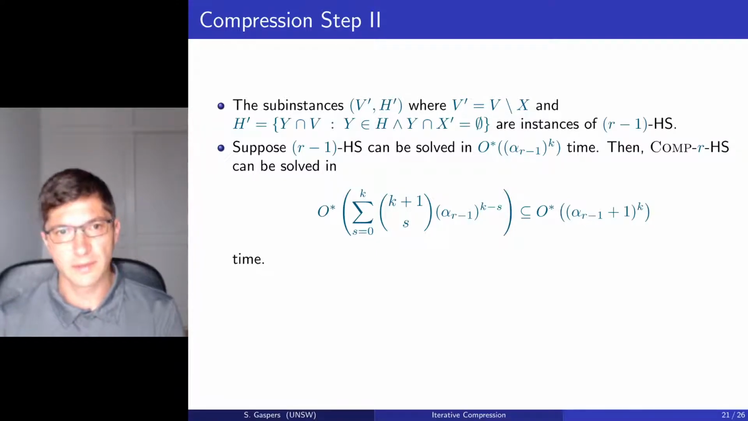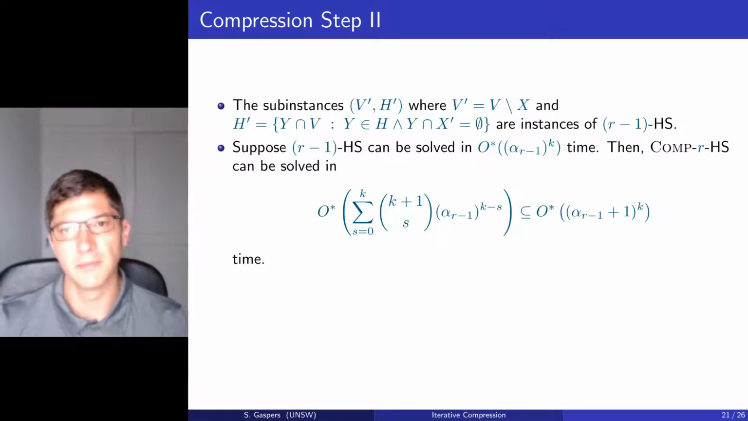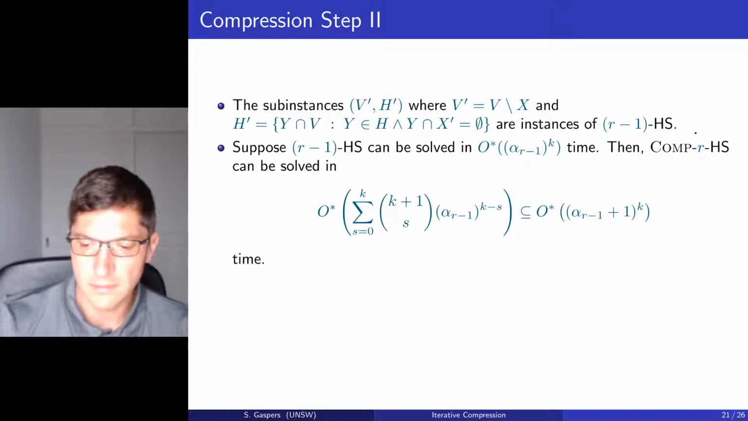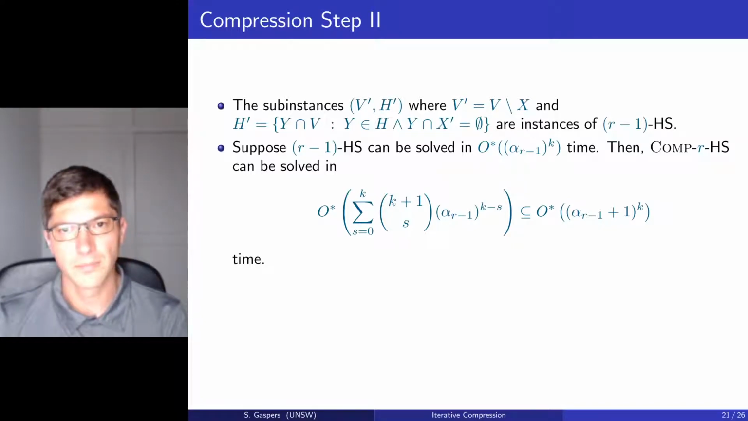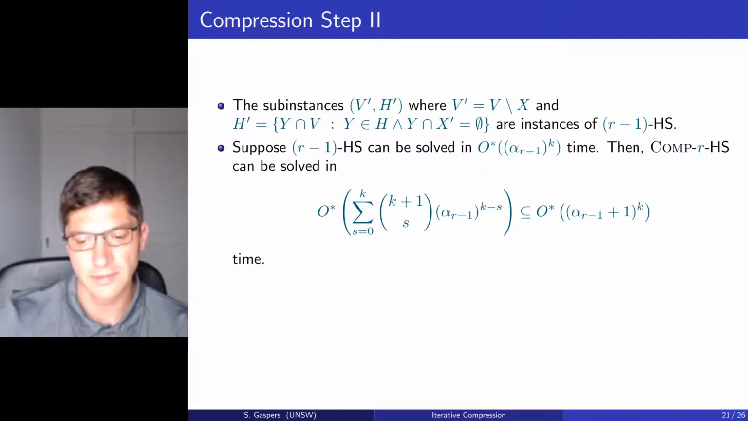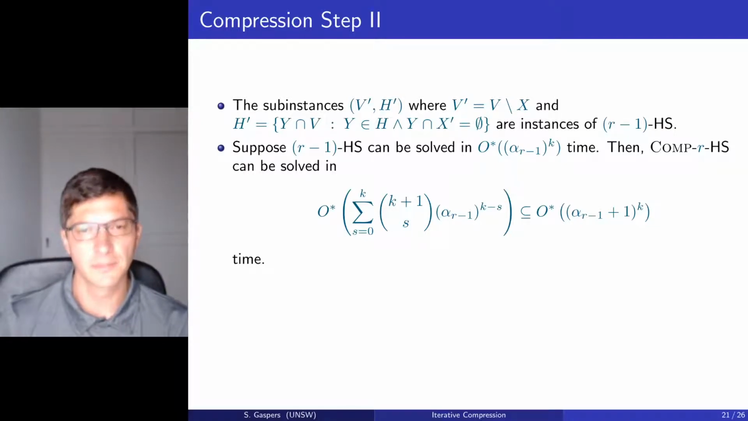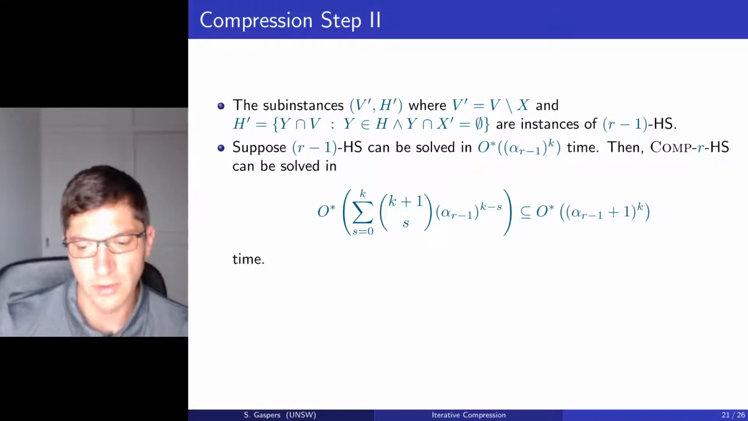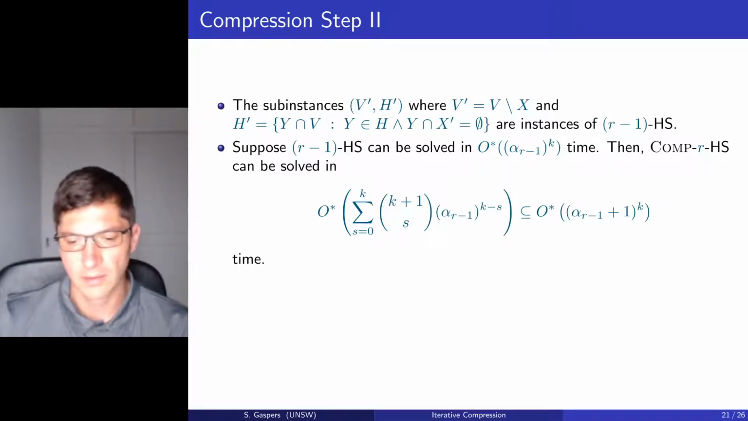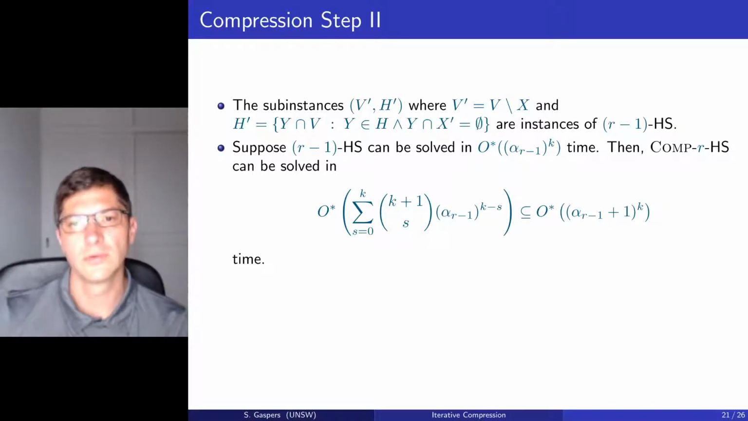So all of these sub-instances have maximum set size at most r minus 1. Suppose that r minus 1 hitting set can be solved in time some constant to the power k, and we denote this constant by alpha sub r minus 1. Then the compression version of r hitting set can be solved in time the summation of s going from 0 to k of k plus 1 choose s. If s is the number of elements that we have added to our hitting set, then we need to choose k minus s more elements, so we have alpha r minus 1 to the power k minus s. Here again we can use the binomial theorem and conclude that the running time is O star of alpha r minus 1 plus 1 to the power k.